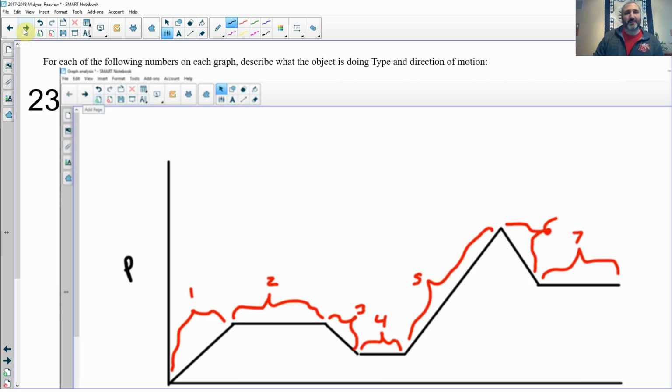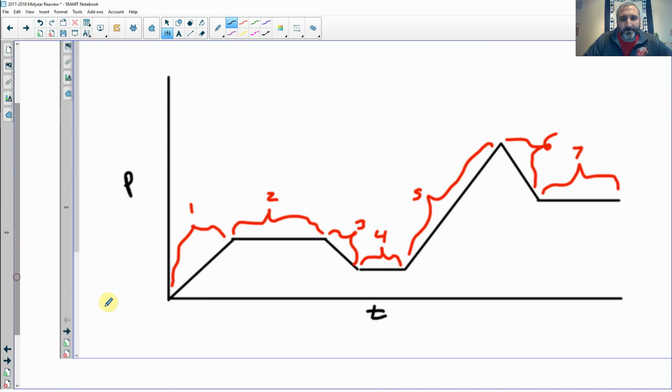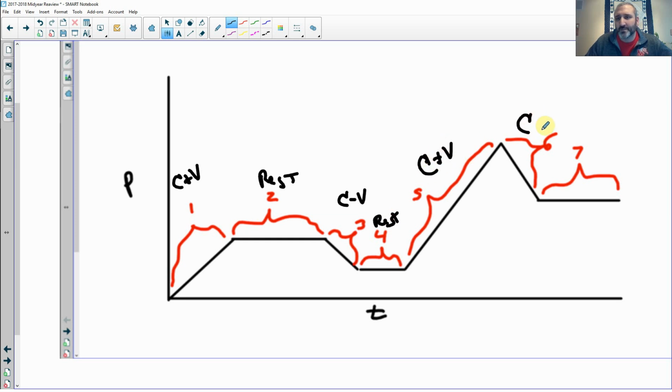All right, so that's all the tough stuff. Now the fun stuff. We have here a position versus time graph. Let's talk about what's happening. Constant positive velocity, that's a plus. So that's part 1. Part 2 would be rest. Part 3 would be constant negative velocity. Part 4 would be rest. Part 5 would be constant positive velocity. Part 6 would be constant negative velocity. Part 7 is rest. Again, this is because it's a position versus time graph.